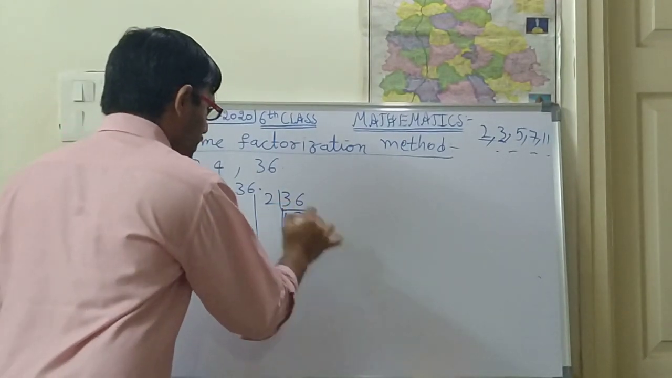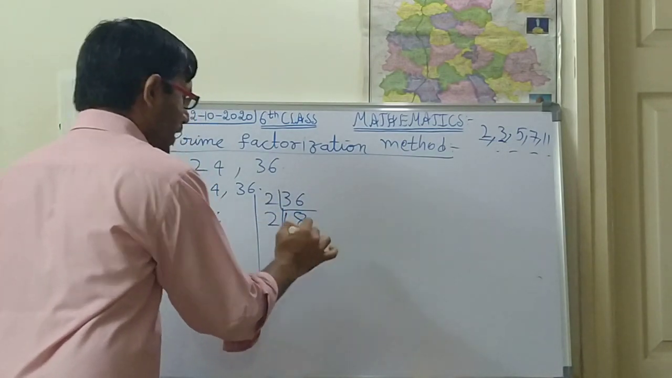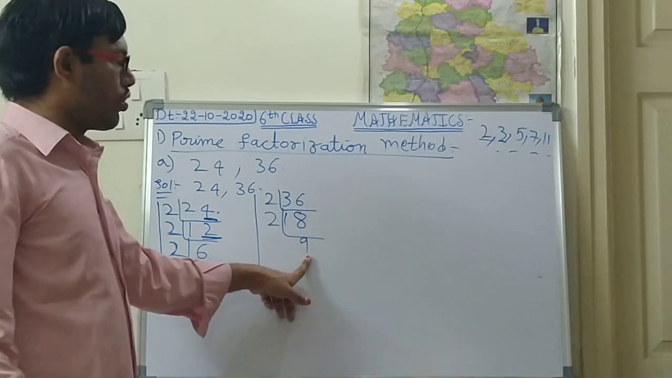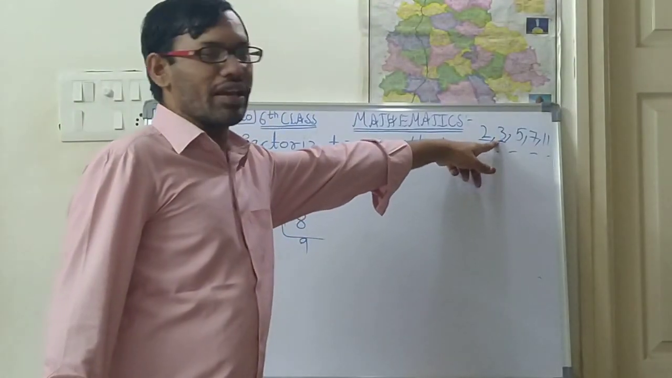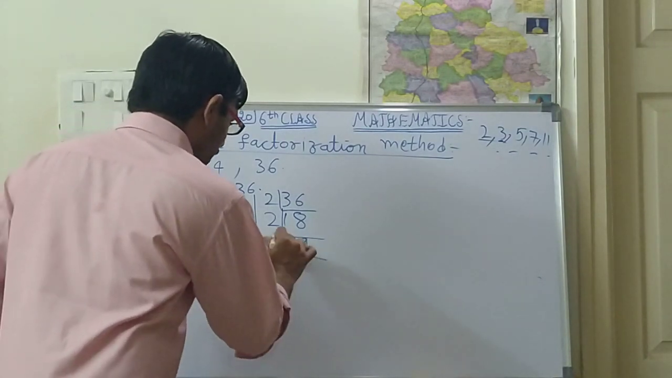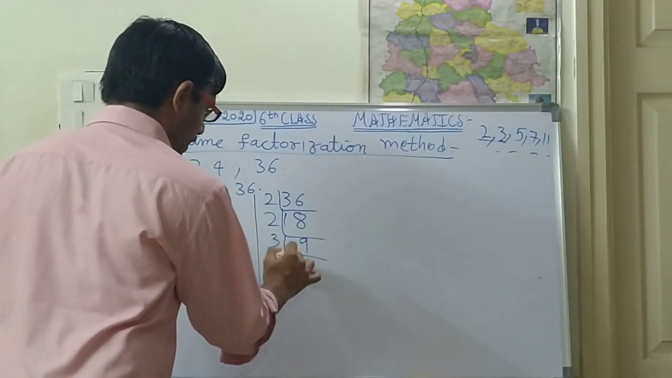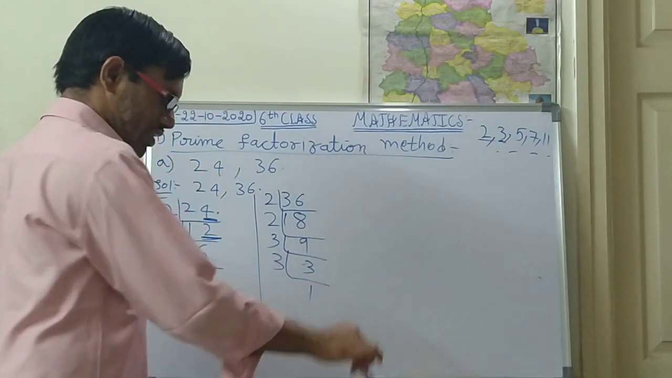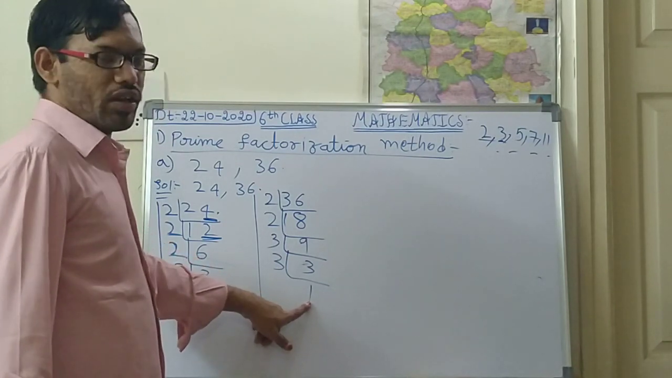Next, is 18 going in the 2 table or not? Yes. So 2 9s are 18. Next 9. Is 9 going in the 2 table? No. You should take the next prime number. What is the next prime number? 3. So in the 3 table it will go. So 3 3s are 9. Next 3 is there. So it is also going in the 3 table. 3 ones are 3. Now what is the answer we got here? 1. We got 1 here.